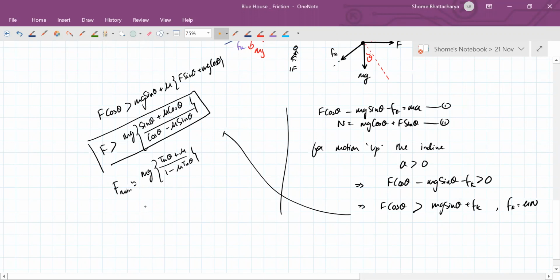Now you do this calculation. So this will be 2 into 9.8, so 19.6 into 0.84 divided by 1 minus. So do this calculation, you will get the answer.